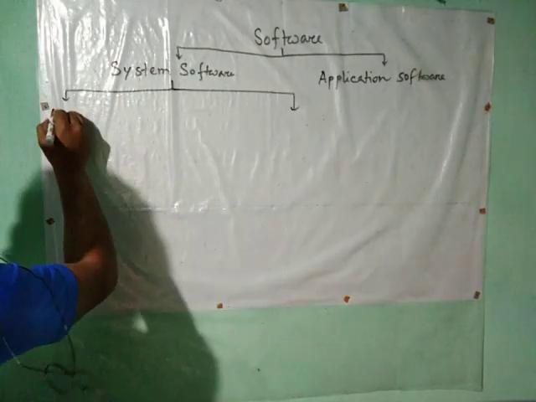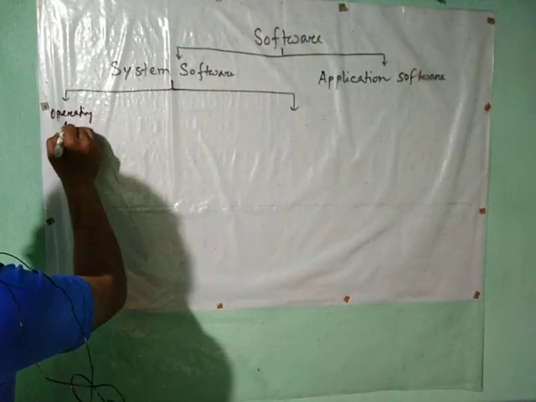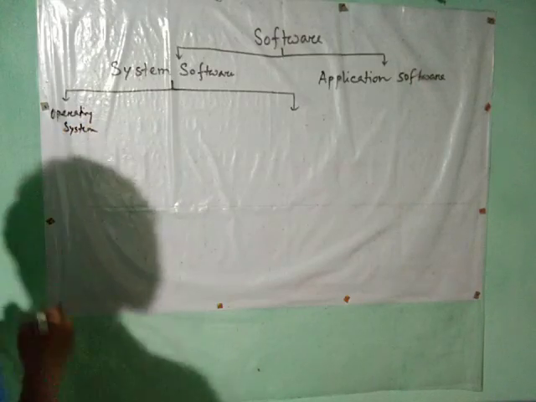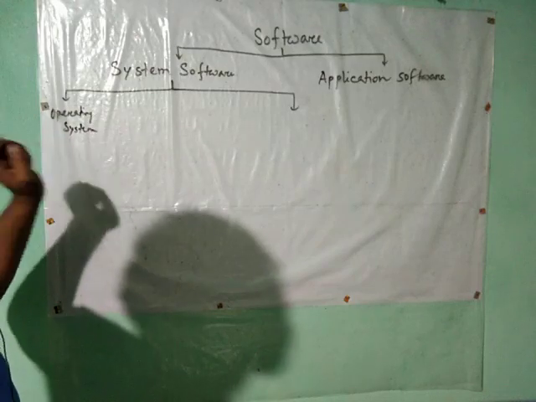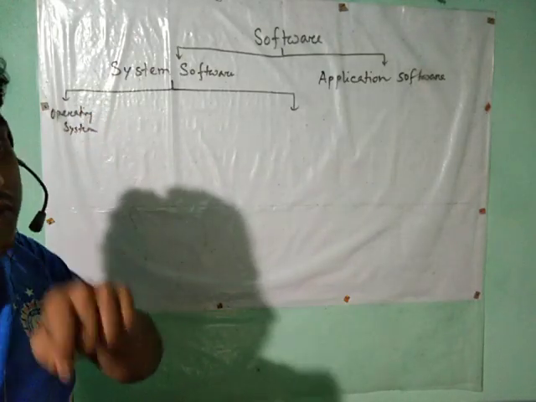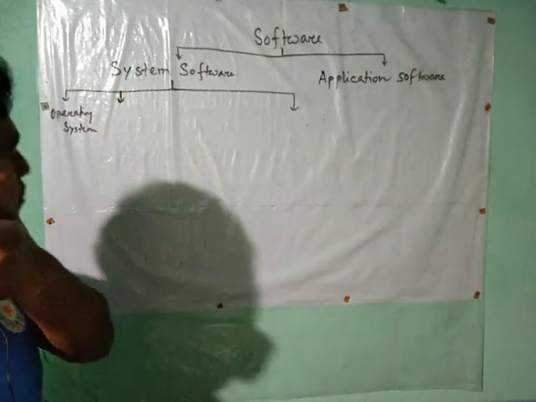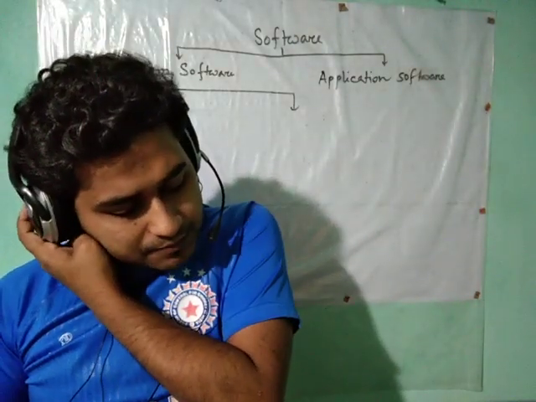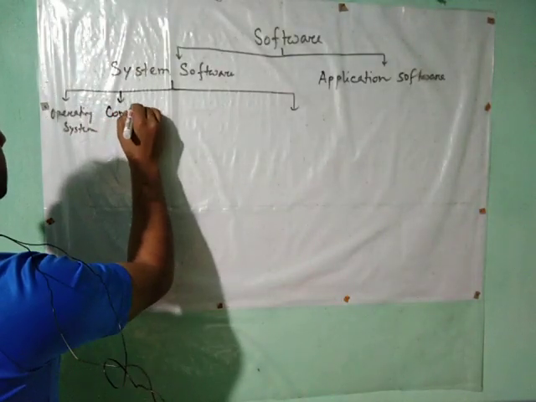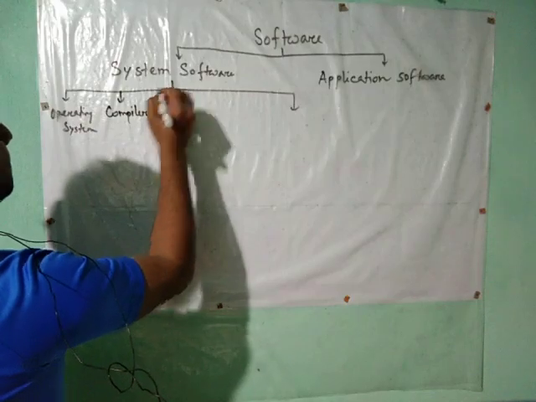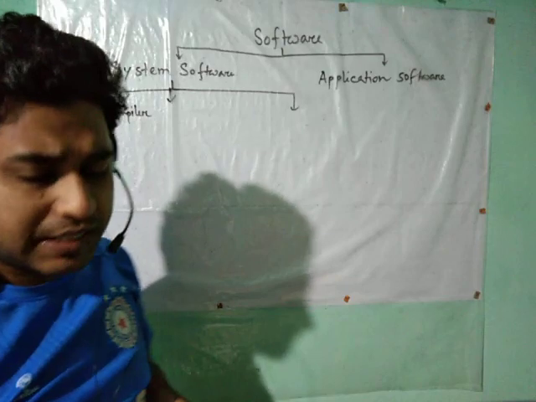Number 1, operating system. I hope you have heard about it. Yes or no? It is abbreviated as OS. So the first type of system software is the operating system. Number 2, compiler. What is it? Compiler. Number 3, interpreter.